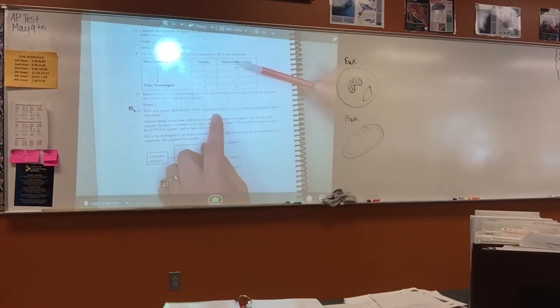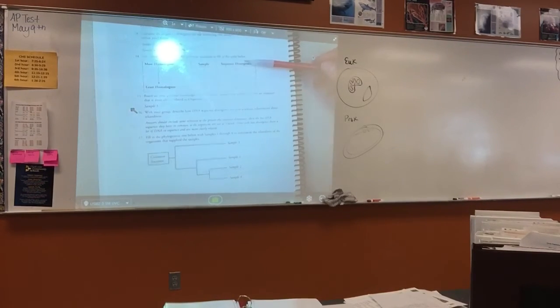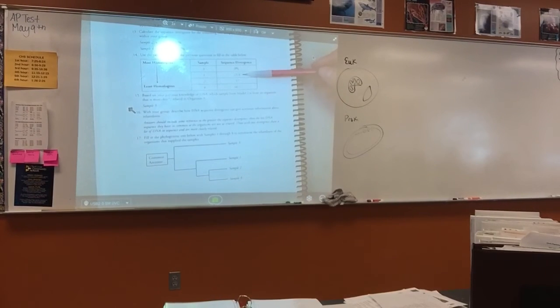16 asks you how the divergence can give scientists information about relatedness. So we have a correlation between divergence and relatedness. The more divergence, the less related, or the less divergence, the more related they are. That means the sequences have more in common.